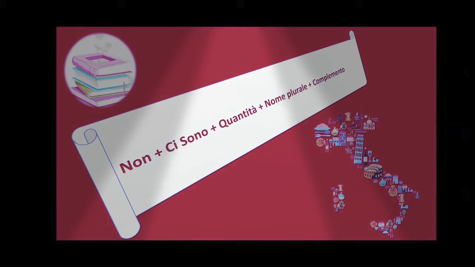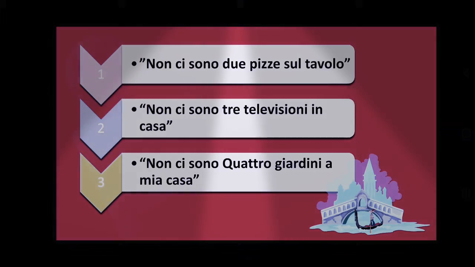Now, the structure for negative ci sono is similar to the negative structure of c'è. When using ci sono for a negative sentence, just add the word non before ci sono, and make sure to change the nouns to the plural form. On the screen, you can see the samples.